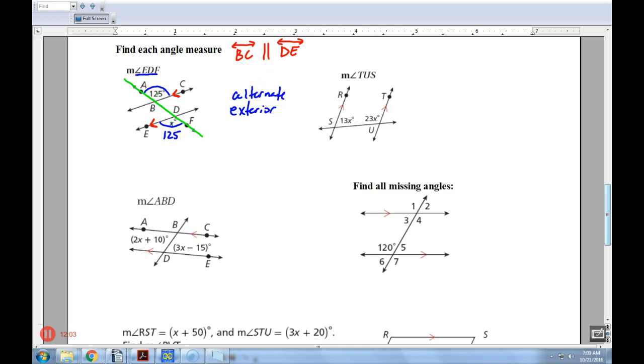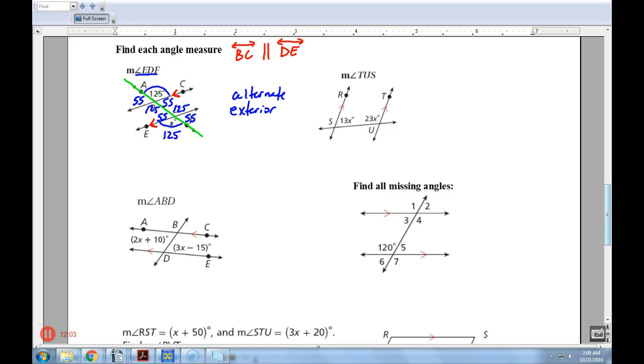And I could find all the other angle measures if I wanted to. This is also 125, 125, and I can play the 180 game. So this would be 55 and 55. And it's like a copy paste. Whatever happens in the top intersection happens in the bottom intersection.